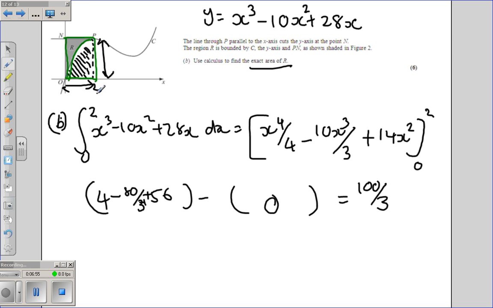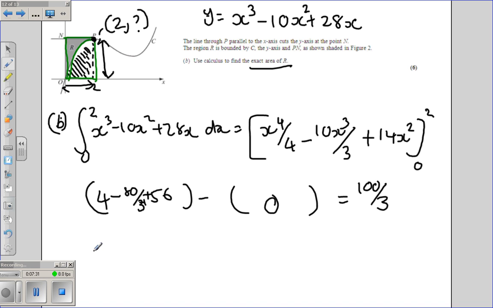This distance here can be found though, because if we find the y coordinate of P, then we've found this distance. Well, we know the coordinate of P has x coordinate 2, but we don't know the y coordinate. However, we know the curve has equation x cubed minus 10x squared plus 28x. So we know a relationship between the x and the y coordinates. So if we just get 2, substitute it in there, we'll get the corresponding y coordinate, which means we'll know the height, and then it'll be dead easy from there.